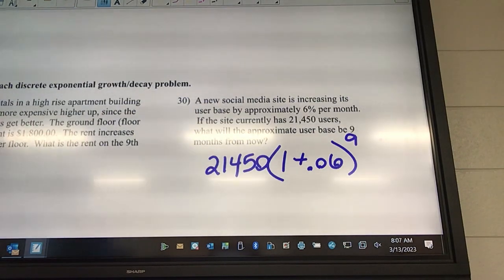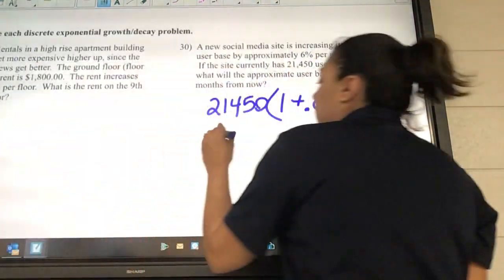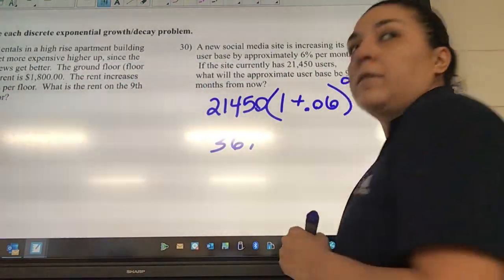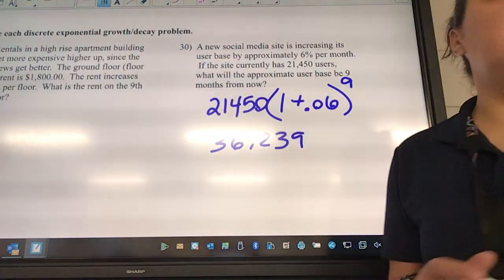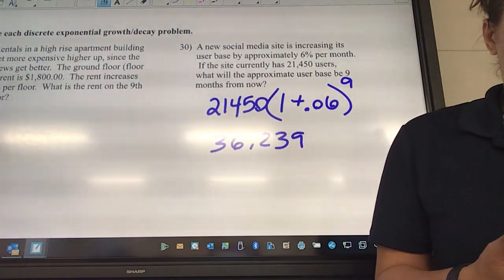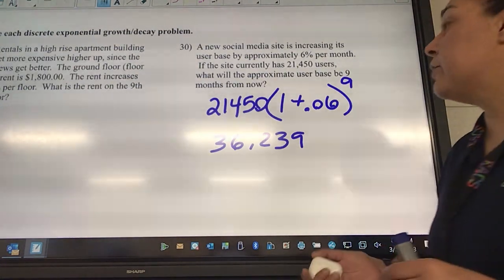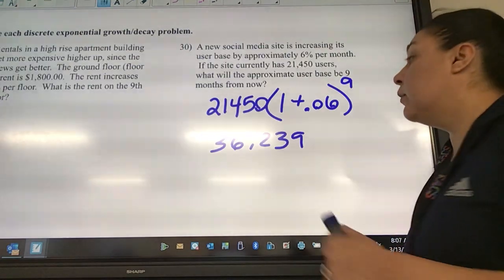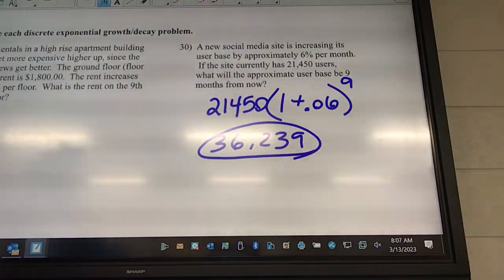Oh, hold on, Chase, I wasn't ready. 36,239. Why did you not include a decimal? Because it's users, which means people. So we cannot have a decimal of a people.